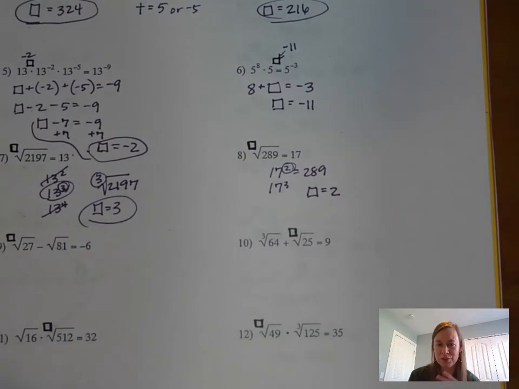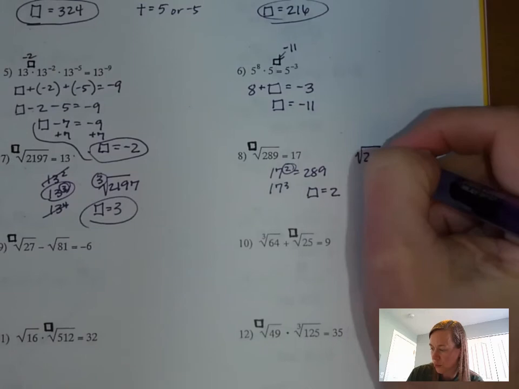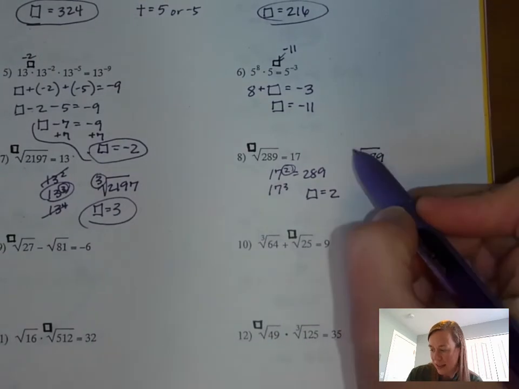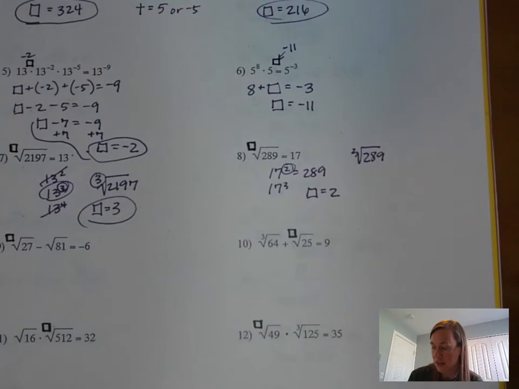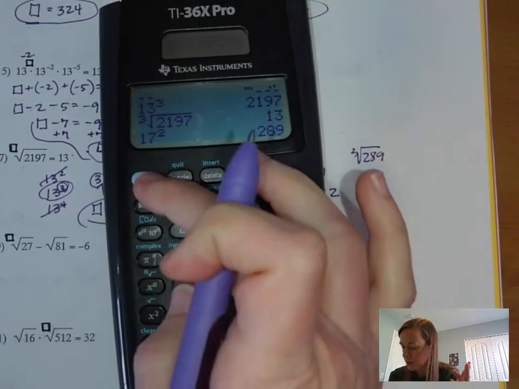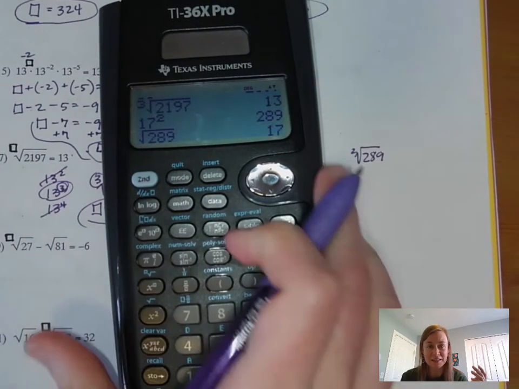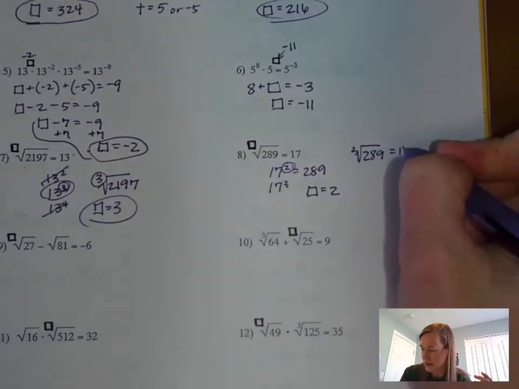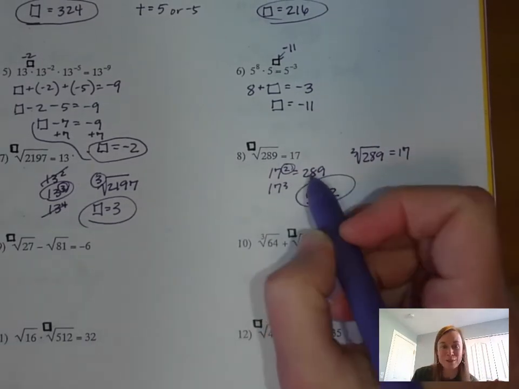If you want to do it the other way around and just check your answer, you would do the square root of 289. I didn't write my 2 there. I could if I wanted to. It doesn't change anything. Either way, it's just a square root, okay? So square root of 289 should give us 17, and it does. All right. So this is our answer. Box equals 2.